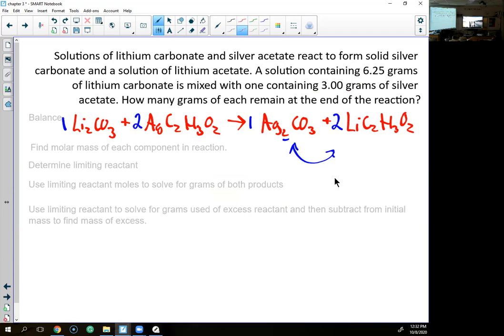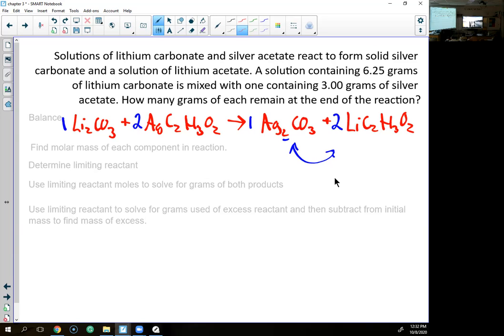So here we go. This is a limiting reactant problem, and it will take us the rest of the hour probably. Solutions of lithium carbonate and silver acetate react to form solid silver carbonate and a solution of lithium acetate. This has been the test question for years.